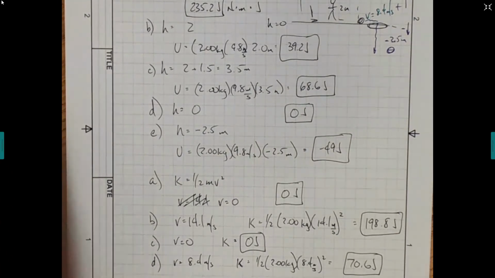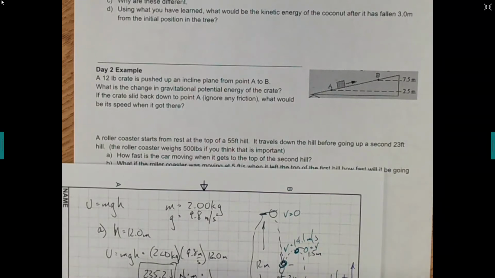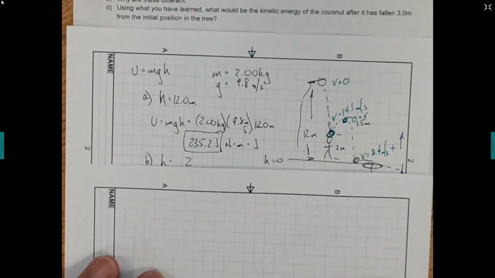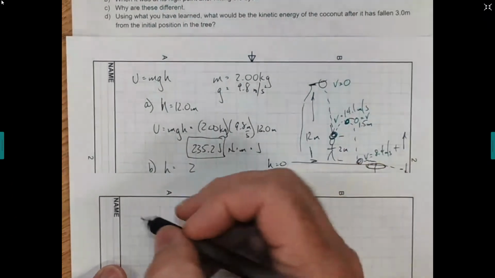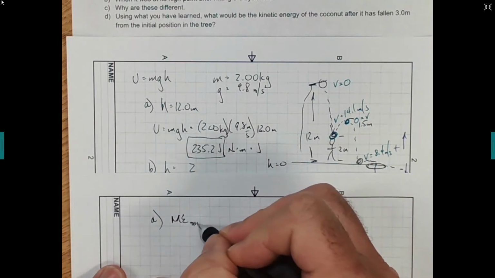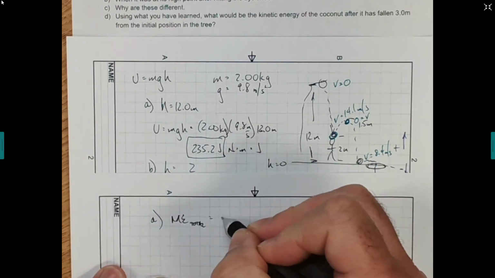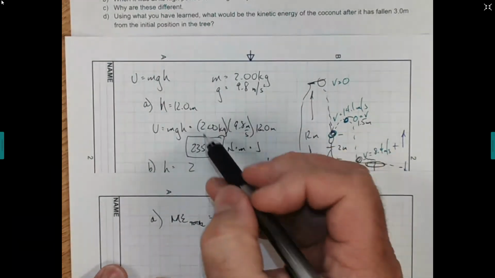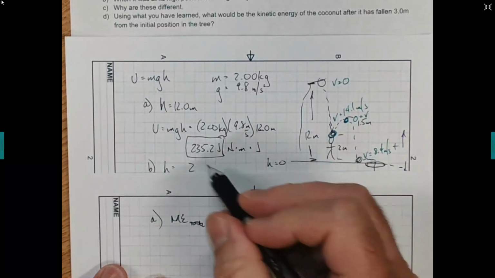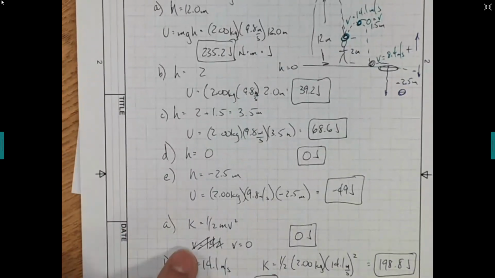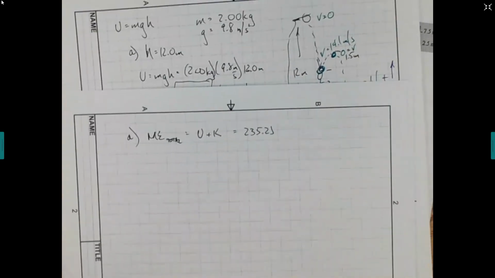Okay, let me grab another piece of paper. We're about done here. Now what's happening in this last part? It says, what was the total mechanical energy when the coconut was in the tree? So we're looking at total mechanical energy. When it's at the very top up here, what is the mechanical energy? This is the total energy that we're going to have. Well, our equation for that is the potential plus the kinetic. So let's look at A. My potential at A was 235.2 joules, right? What was my kinetic at A? If I look down here, my kinetic at A was 0 joules.